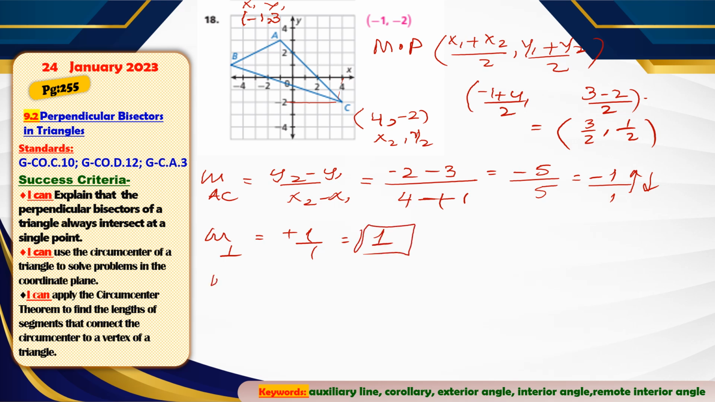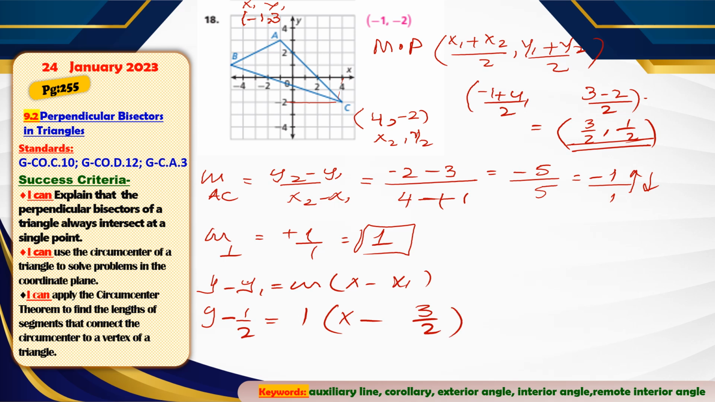Now we will write the equation of the perpendicular line, that is y minus y1 equals m times x minus x1. So for x1 and y1 we will consider the points of the midpoint. y1 is half, m is 1, x as it is, and x1 is 3 by 2. Open the brackets. 1 times x is x, minus 1 times 3 by 2 is 3 over 2. Bring the negative half to the other side, it gives you positive half. So y equals x minus 3 by 2 plus 1 by 2. If you write it in the calculator, you will get negative 1.